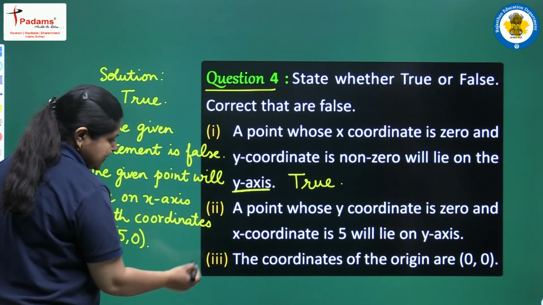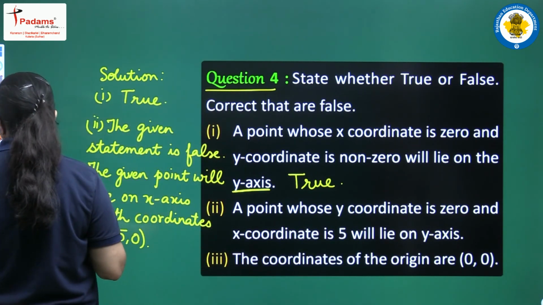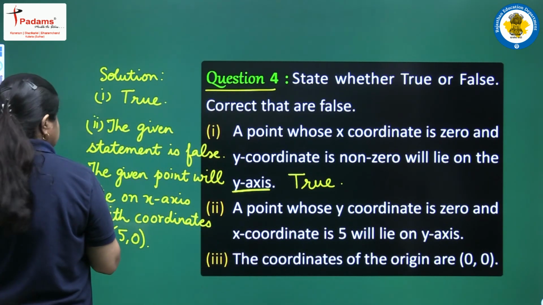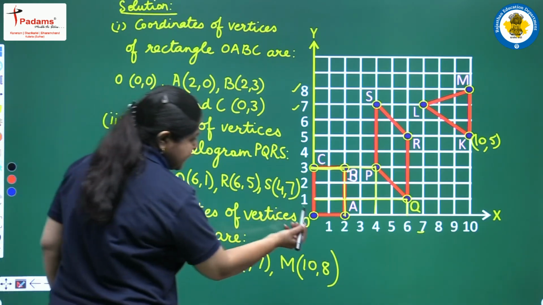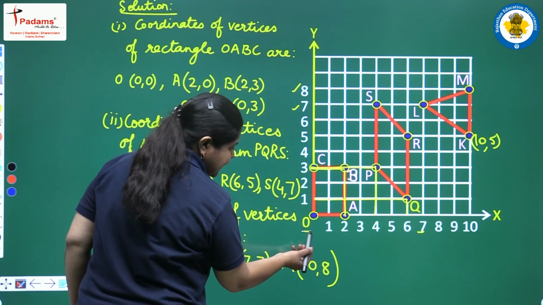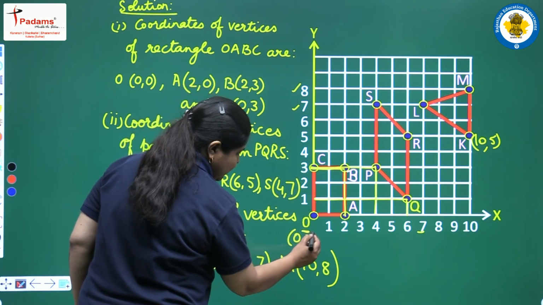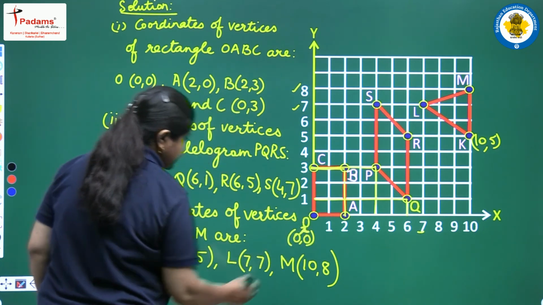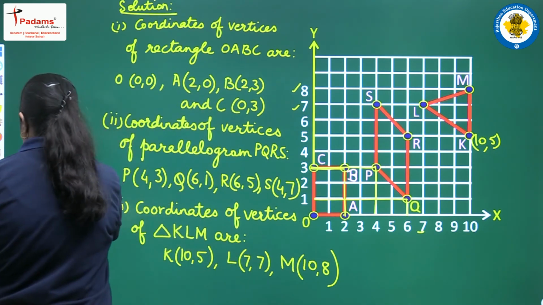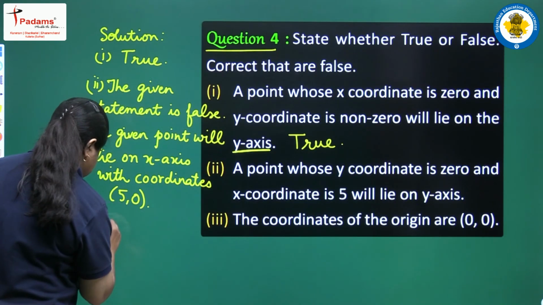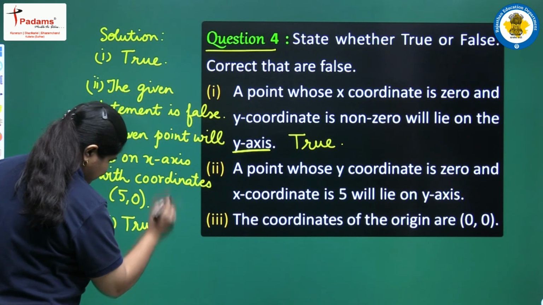Okay. Then the third one, the coordinates of the origin are 0, 0. That's absolutely true. आप देखेंगे origin पे, यहाँ चलते हैं इस ग्राफ पर, origin पे आप देखेंगे x की वैल्यू भी 0 हो रही है और y की वैल्यू भी 0 हो रही है, तो अपने आप ही कोऑर्डिनेट्स क्या हो जाएंगे? 0, 0 in case of the point which is called the origin. So we write here, in case of third statement, it is true, absolutely true.